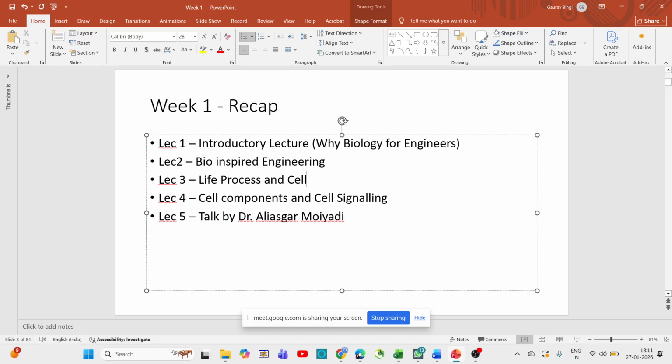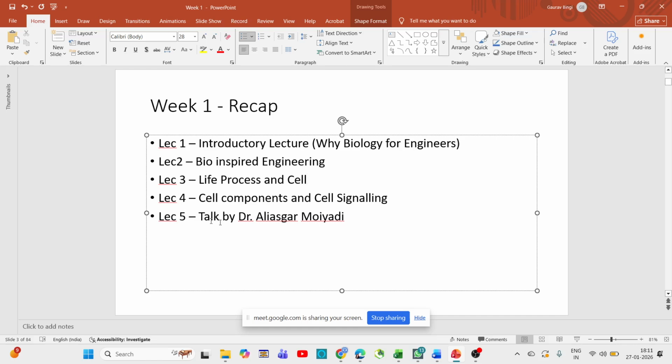Like in detail about how exactly a cell replicates, what all components are present in the cell, and how exactly the cell survives. All those cell components, etc. How communication between cell to cell happens. All those concepts were explained in lectures 3 and 4.